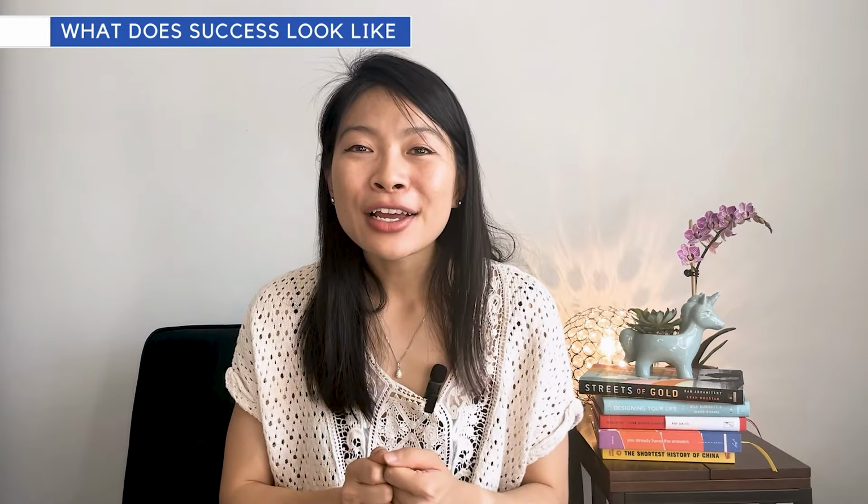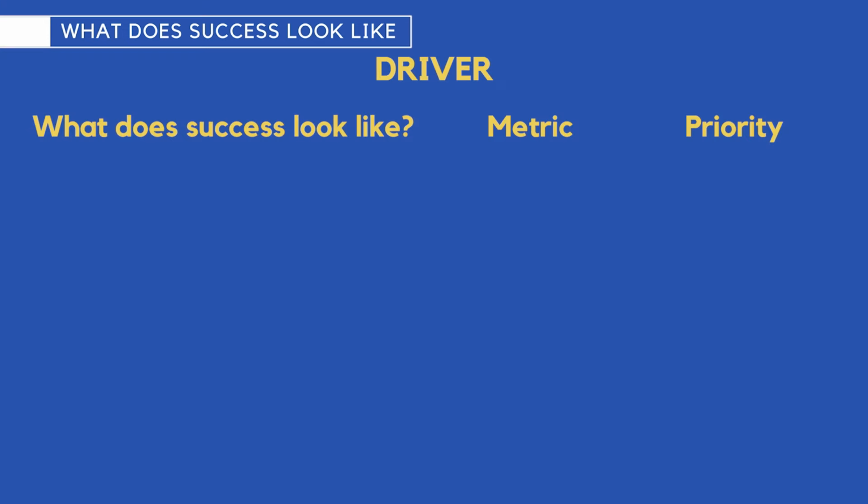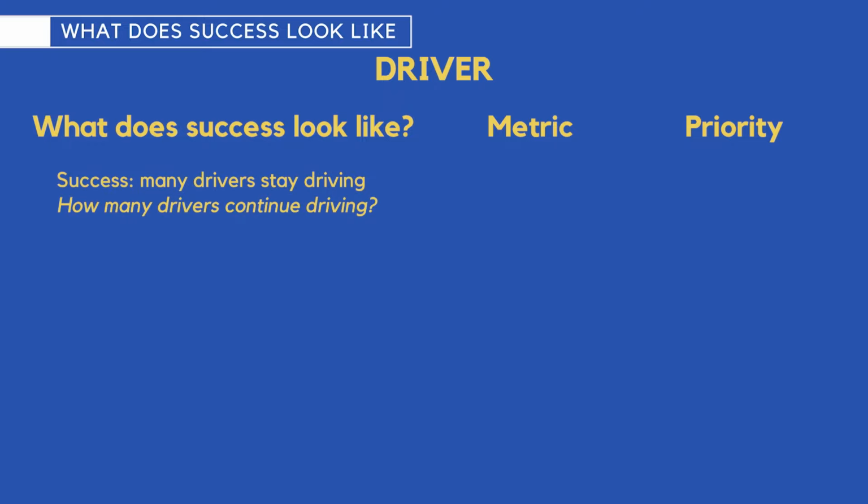What does it mean for them to be successful on the platform, and what questions would we be asking? So the first is, we want to see drivers staying on the platform. That is what success would look like to me in the Uber ecosystem. And a question there would be, how many drivers are continuing to drive? The metrics that I might look at are the number of active drivers per week and what driver retention percentage looks like after, let's say, 1 month.